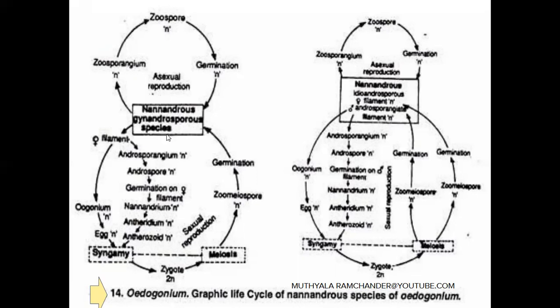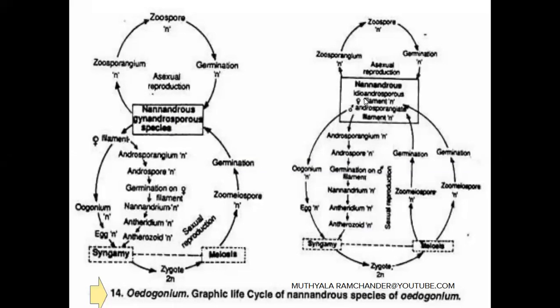In the nannandrous type of gynandrous species, the female reproductive organ is called the oogonium. On the lateral side, the androsporangium is developed. The androsporangium produces androspores, which germinate on the oogonium wall and develop into nannandria. The nannandria produce antheridium, and the antheridium produce antheriozoids. The antheriozoids fuse with the egg nucleus of the oogonium in syngamy, or fertilization, to form the zygote. The zygote undergoes meiosis to form zoomeiospores, which germinate into nannandrous Oedogonium.